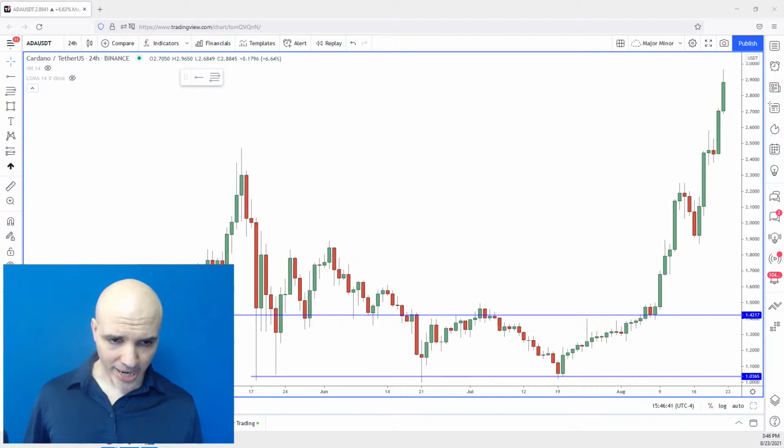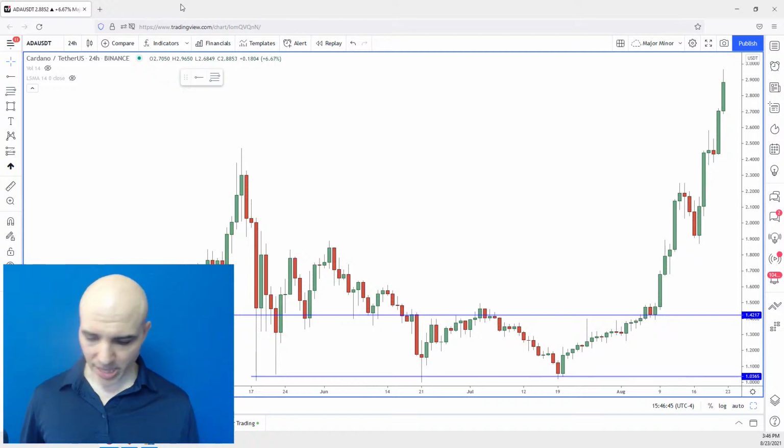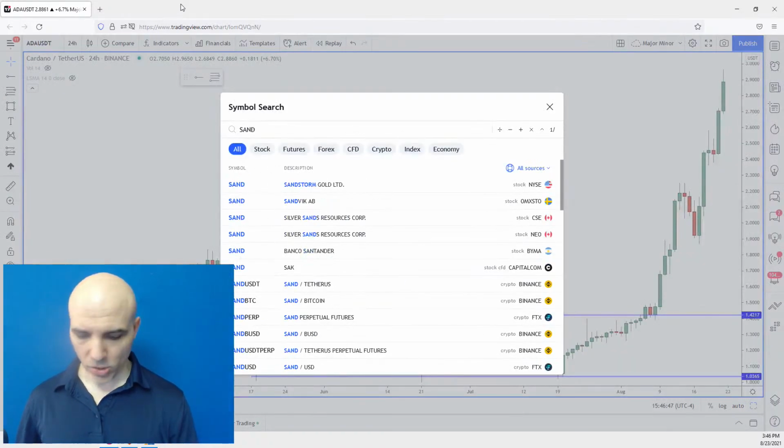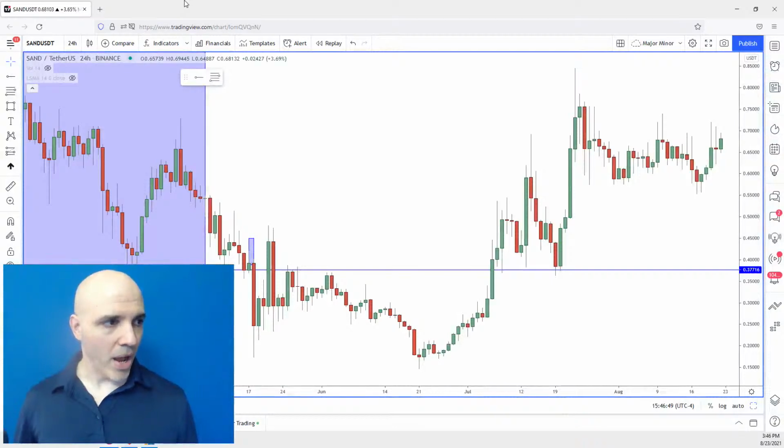Okay, can you please check SAND USDT? Oh, from India. Okay, let's take a look. SAND USDT. Welcome. All right, so this is SAND against Tether.